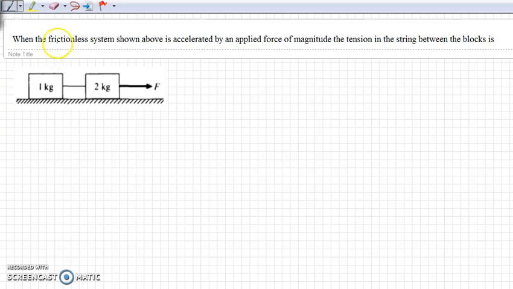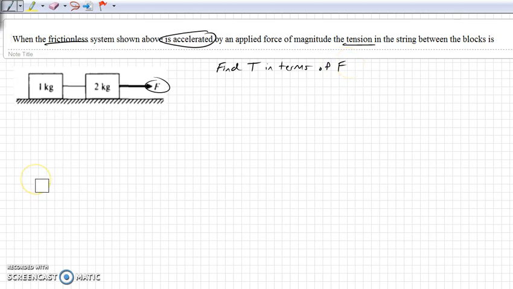Alright, problem one. There's no friction. Yay, it is accelerated. That's helpful. It wants me to find tension in the string, and all of my answers are given in terms of F, which is this external force. So I'm going to go ahead and rewrite the prompt and say this wants me to find T in terms of F, this external force.